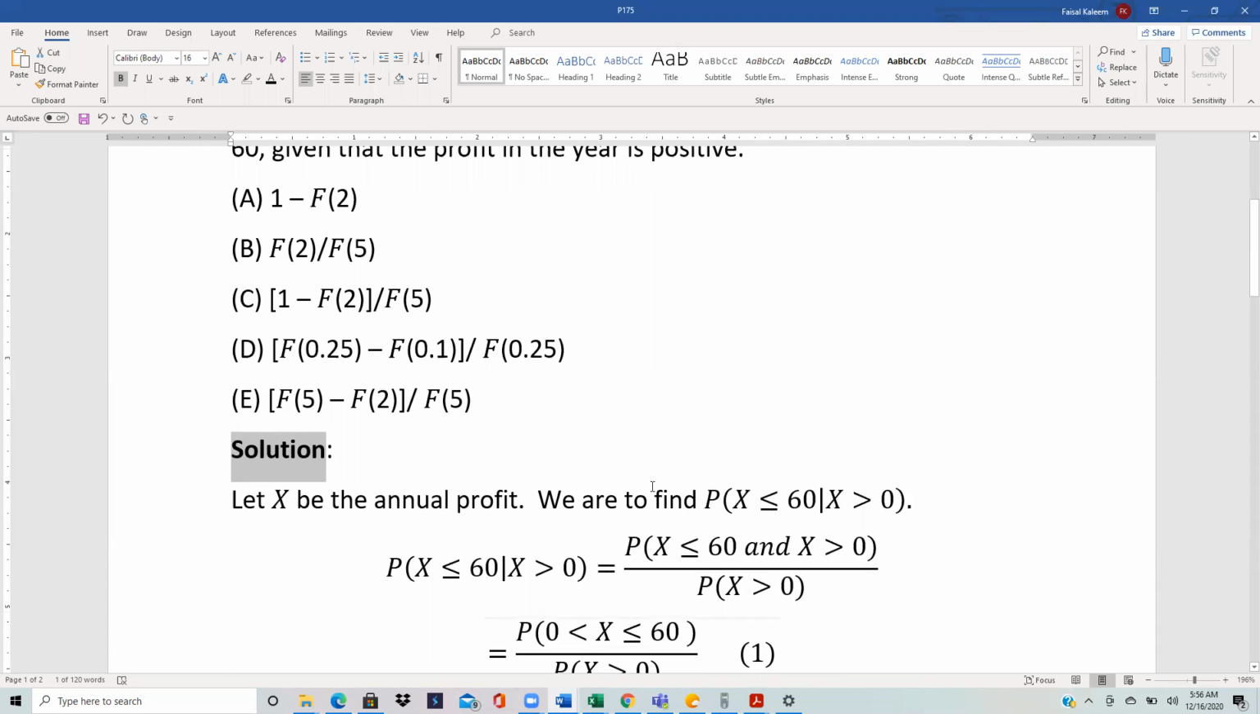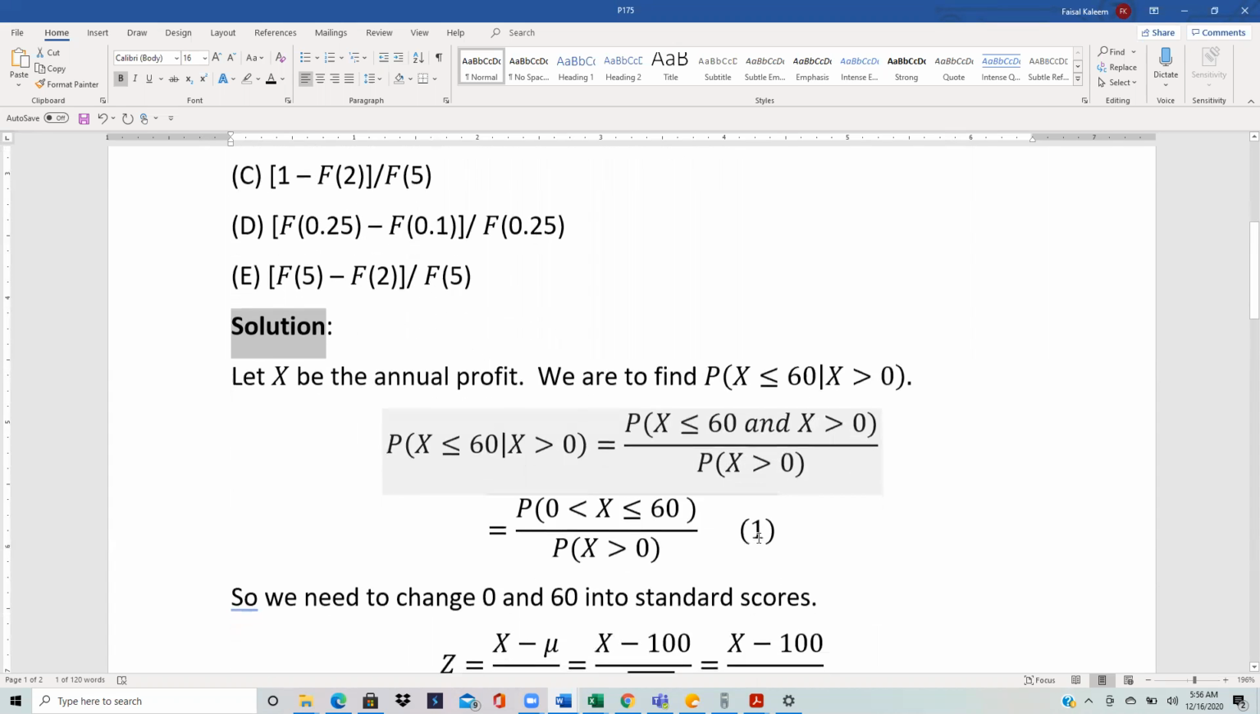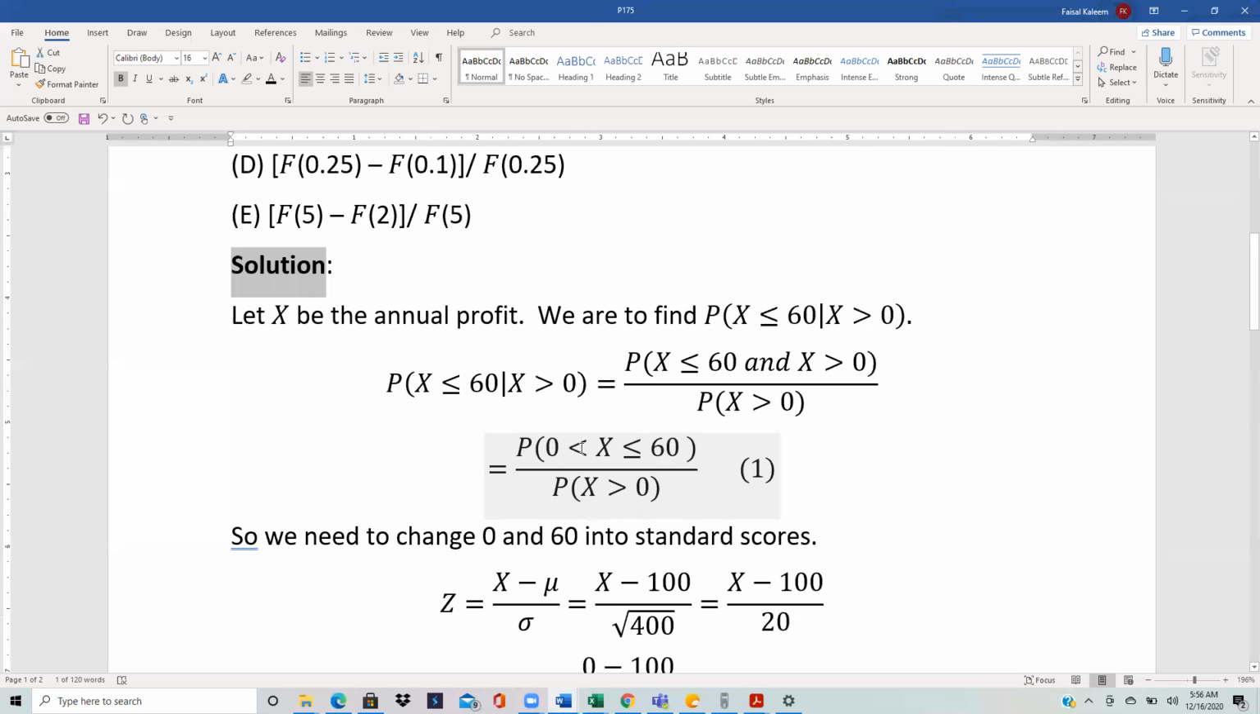And then we have to find probability X is at most 60, which means X is less than or equal to 60, given that X is positive. Which by our basic formula would be probability X less than or equal to 60 and X greater than 0 divided by probability X greater than 0. And now the top can be written as probability X greater than 0 and less than or equal to 60. So it means that we have to find the Z scores of 0 and 60 to translate this into Z, because the big F which we have to use is the CDF of Z.